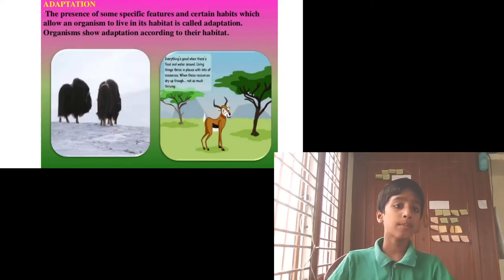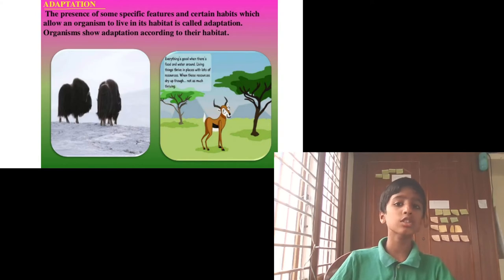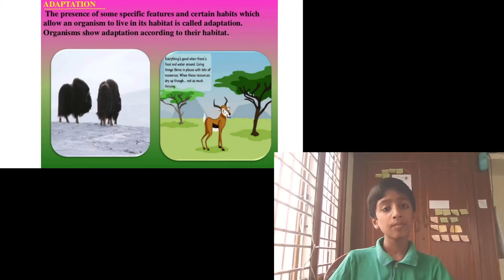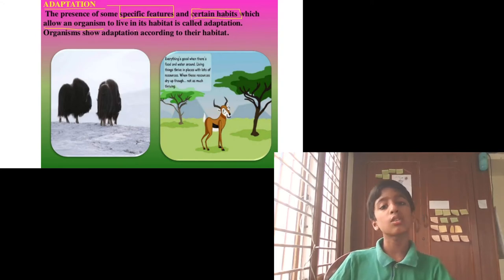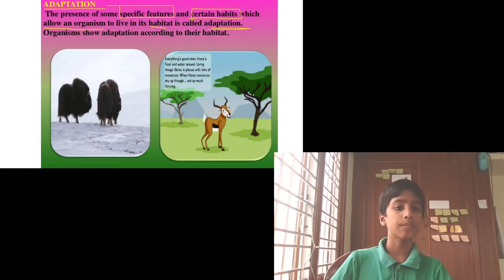Okay, now comes the adaptation. The presence of some specific features and certain habits which allow an organism to live in its habitat is called adaptation. So to live in a habitat, the organism needs specific features and certain habits. Organisms show adaptation according to their habitat.